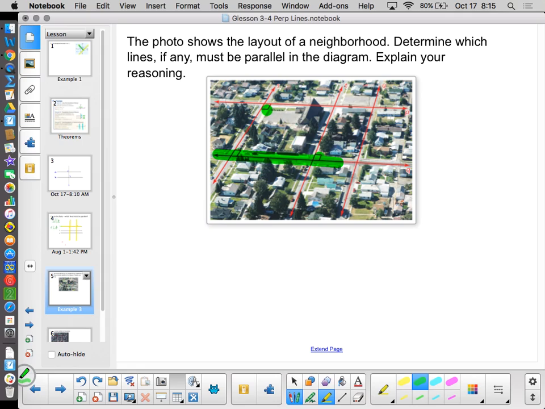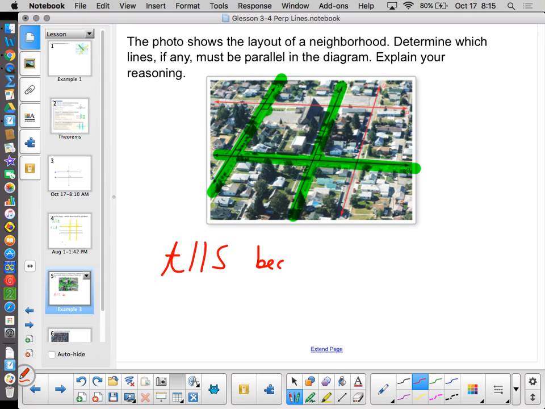Well, I have two streets. Q here is a transversal that's perpendicular to both T and S. So T must be parallel to S, right? So how would I say that and explain it? I would say T is parallel to S because both are perpendicular to Q. So that's how to explain it.